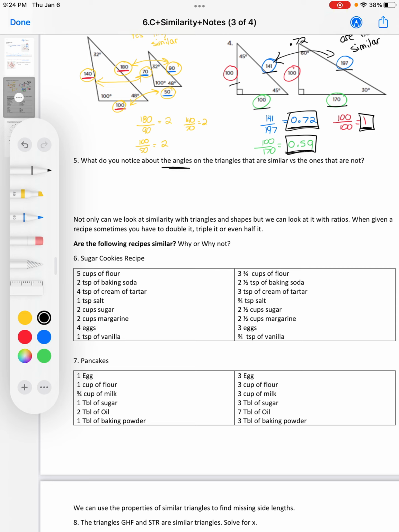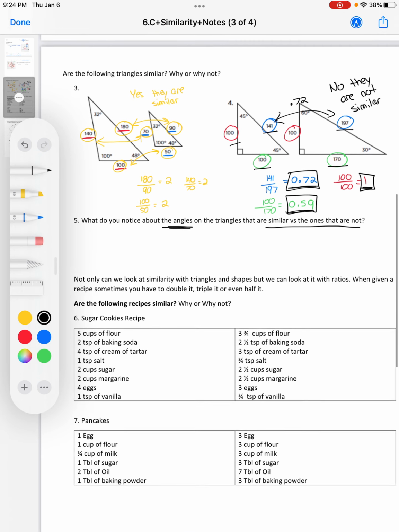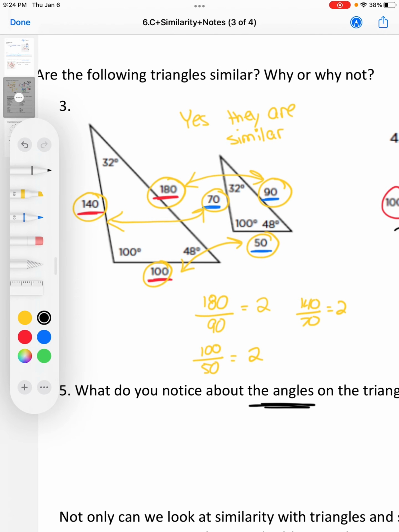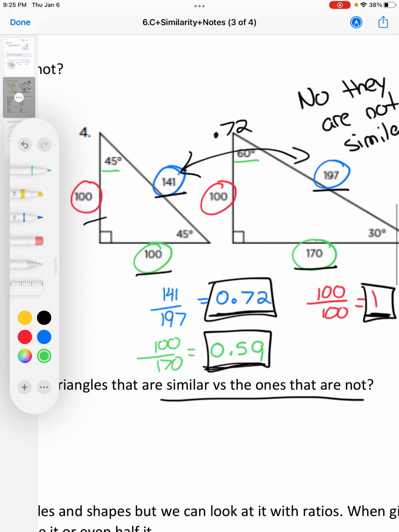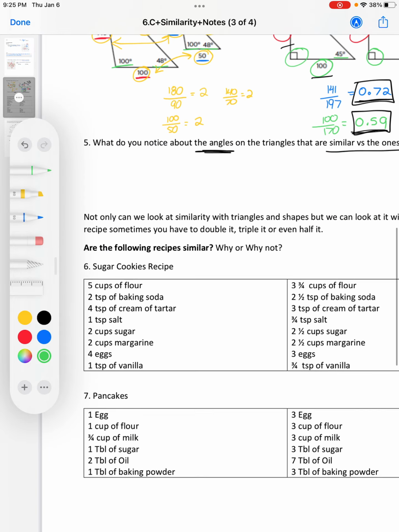What do you notice about the angles on the triangles that are similar versus the ones that are not? So if we looked at this triangle, they're similar. What do you notice about the angles? Well, this had an angle of 32. This had an angle of 32. This was 100. This was 100. This one was 48, and this was 48. They're exactly the same. Okay, what about the one that's not similar? This was 45. This was 60. This was 30. This was 45. These were both 90. Are the angles the same? No.